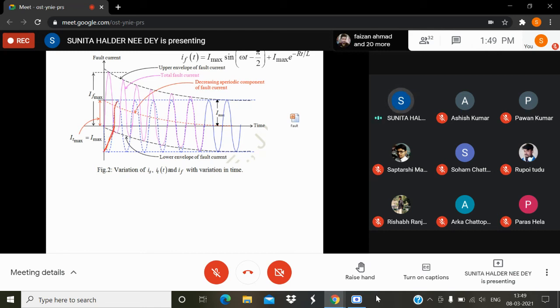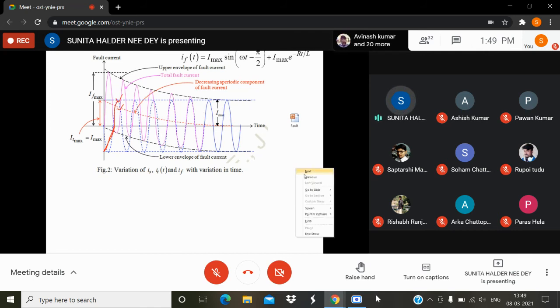Then I have to redraw it. After half cycle, it will have a peak, and by red color I have shown the transient one. So this peak steady state value and the transient value will be added up. So they will be increased, right? So that will be the maximum value. So in that way, the current will be higher. And when this asymmetrical component dies down, then obviously the symmetrical component will exist.